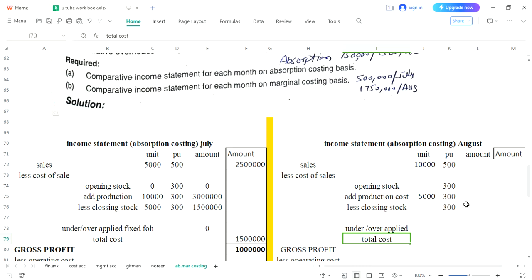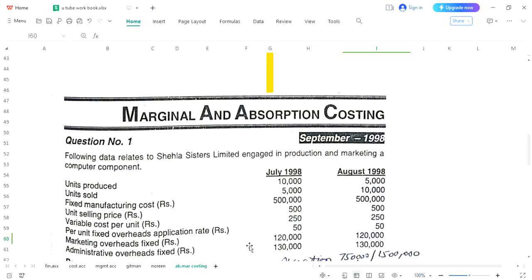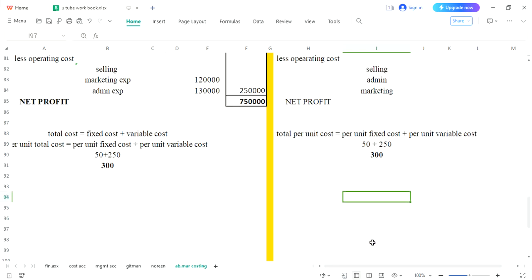But go back to the question, see anything else. Marketing and admin expenses are given 120, 130, similar. So here marketing and admin expenses 120,000. Okay, we can write over here 120,000 and 130,000.